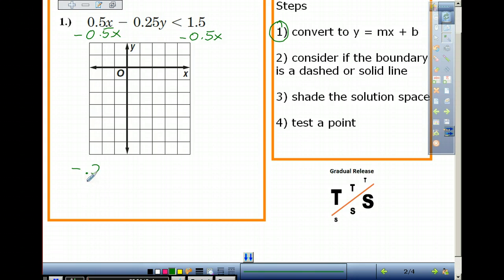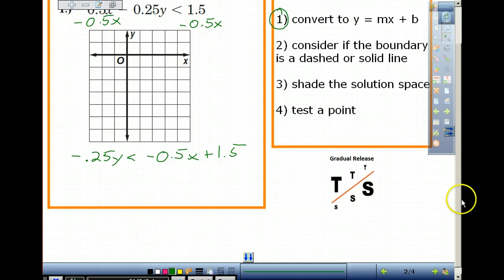Negative 0.25 y equals minus 0.5 x plus 1.5. Divide by negative 0.25.